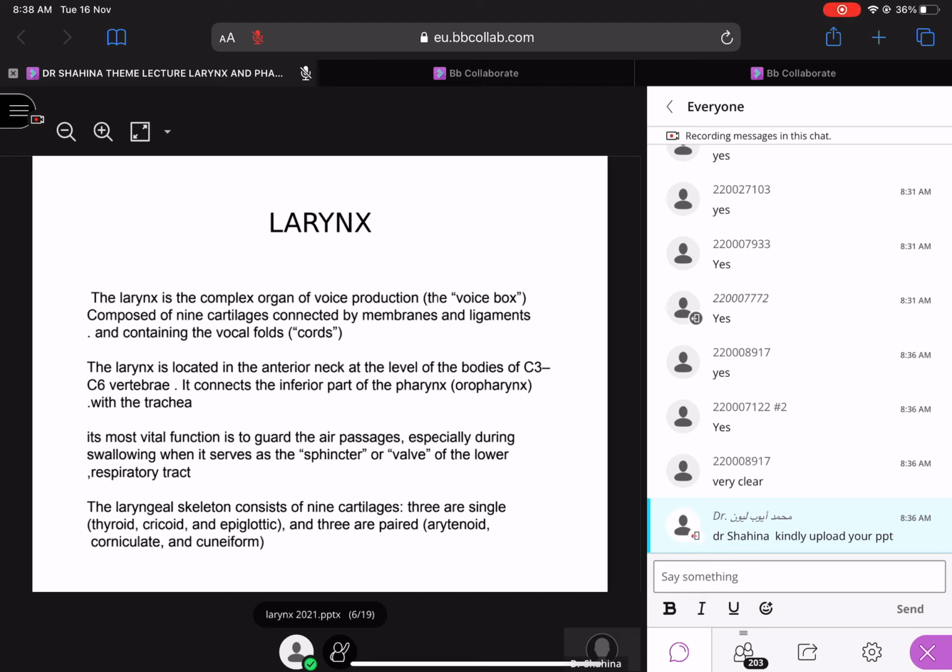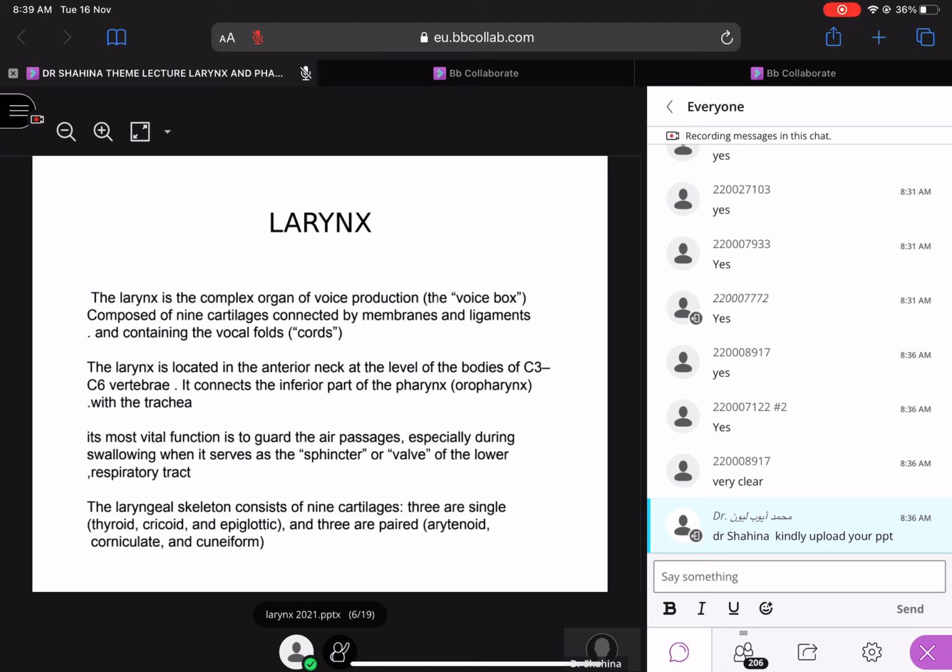Not only this, it also has a respiratory function, isn't it? Because this will transmit the air to the trachea and so on. So this will communicate below with the trachea, which forms the lower respiratory tract, and above it will communicate with the pharynx, that is the laryngopharynx, isn't it? So it will have two communications, above and below.